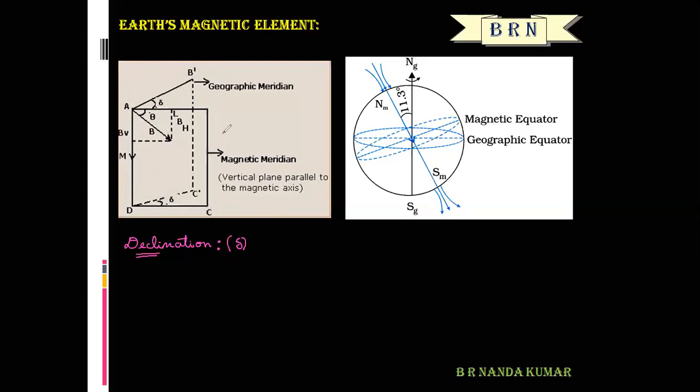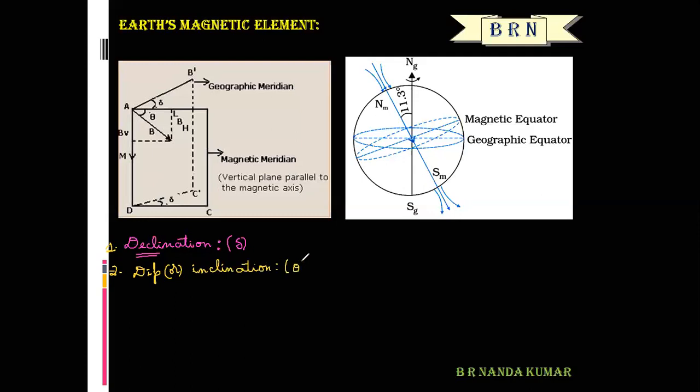What is the meaning of Earth's magnetic elements? The quantities which completely determine the Earth's magnetic field at a given place are called Earth's magnetic elements. The first one is declination. Declination is Earth's magnetic element. And the second one is the dip or inclination.